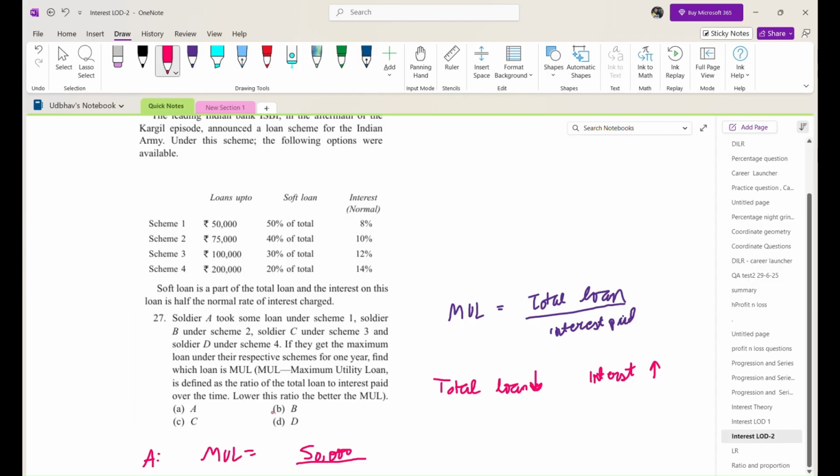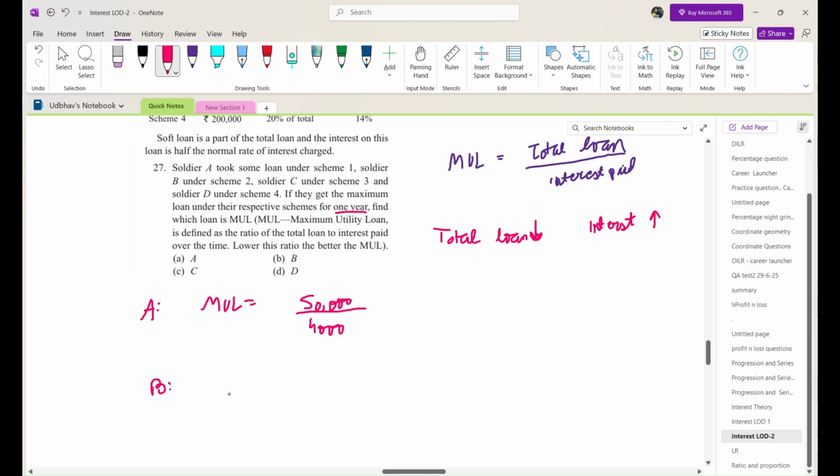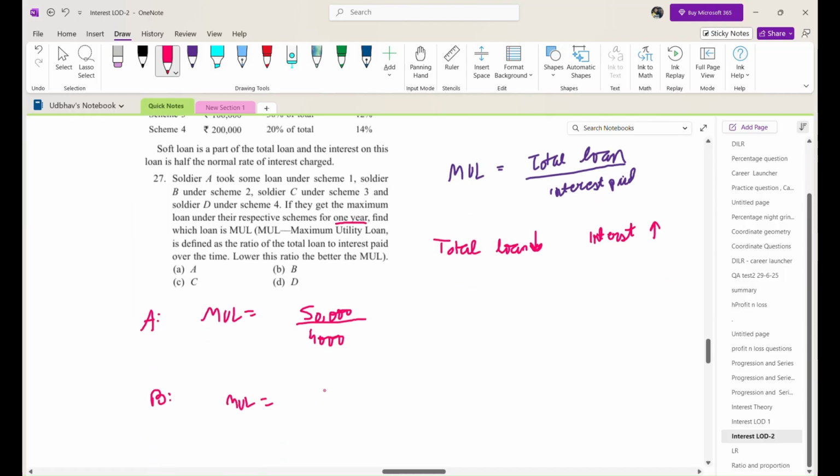For how long are they taking the loan? No time is given. For 1 year. Okay, so it is given for 1 year. So he'll be paying 8% on 50,000. 8% on 50,000 is 4,000 rupees. So this is 4,000. So for B, what will be the MUL?